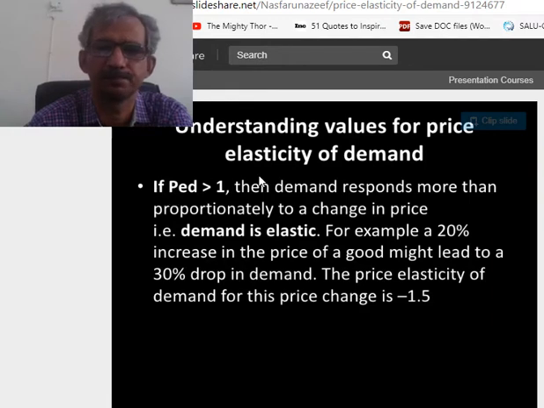Another type is elastic demand. If the price elasticity of demand answer is greater than 1, then demand responds more than proportionately to a change in price. It means demand will change more than the price change. Demand is elastic. For example, a 20% increase in price of a good might lead to a 30% drop in demand. The price elasticity of demand for this product is 1.5.